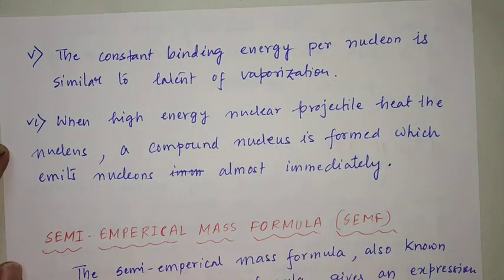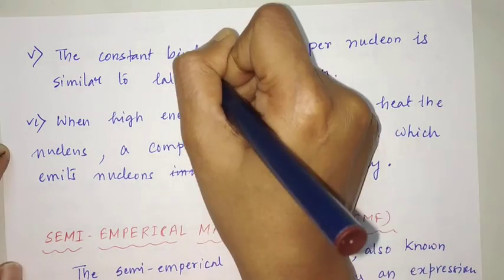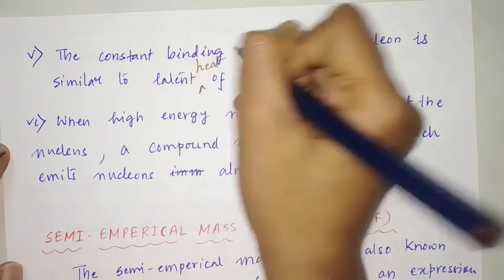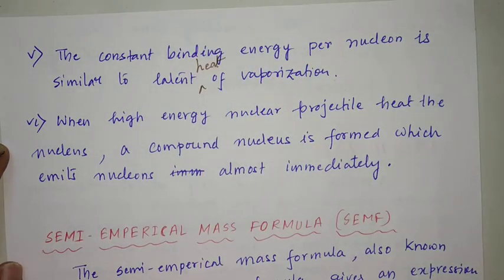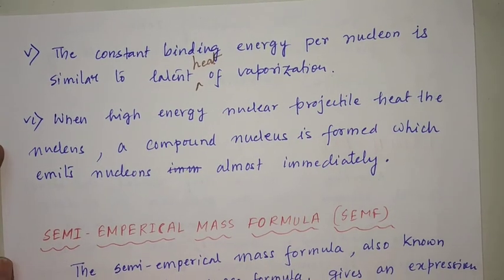Okay, so a nucleon leaving the nucleus is similar to evaporation, and we need to supply latent heat. Okay, so here there will be latent heat of vaporization, and we need to supply latent heat of vaporization to the liquid, okay, to make the evaporation happen. Similarly, we need to supply binding energy to the nucleus to make this disintegration happen.